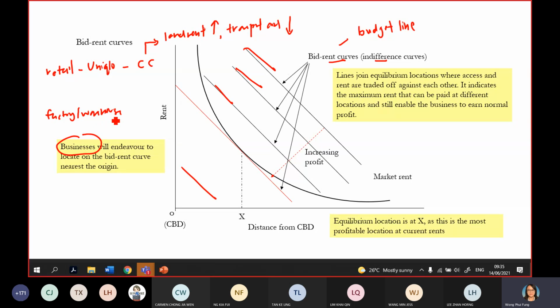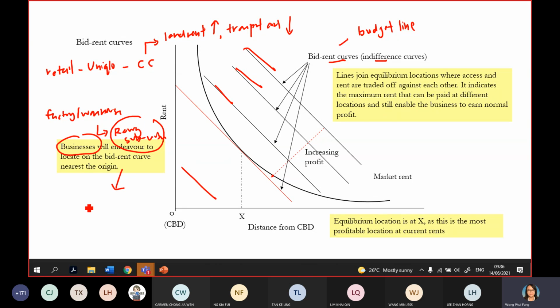Then for factory and warehouse, they tend to locate at, let's say, Rawang, suburban. Why do the factory and warehouse choose to locate at Rawang? Because they need a bigger space to put their plant and their machines. So this kind of business is not suitable to locate at city center. If they want to locate at city center, they have to pay higher rental, isn't it? So this business surrenders. Surrender means give up, they don't want to put their business in city center. They will choose to locate at Rawang.